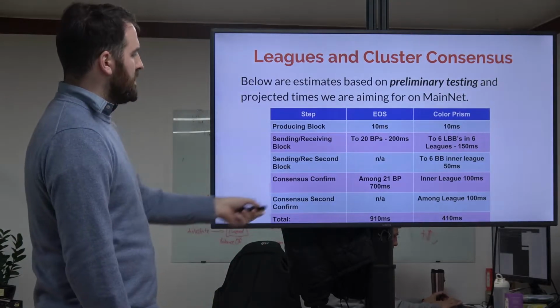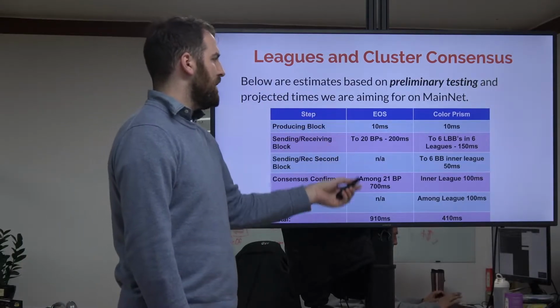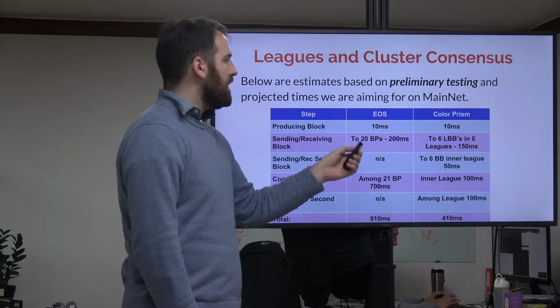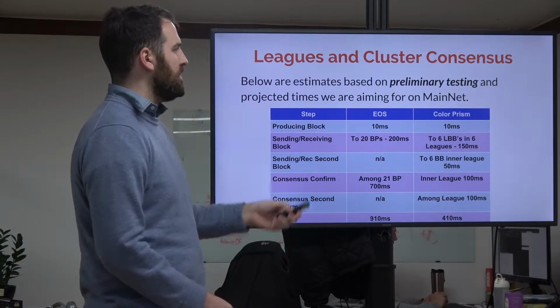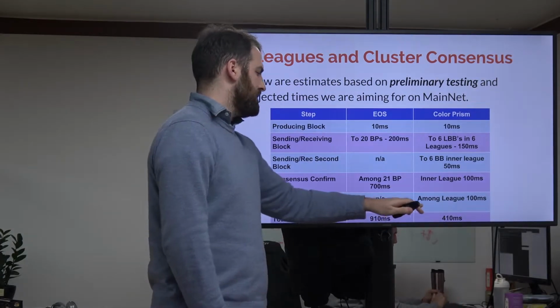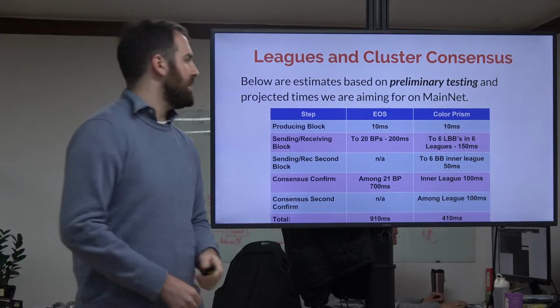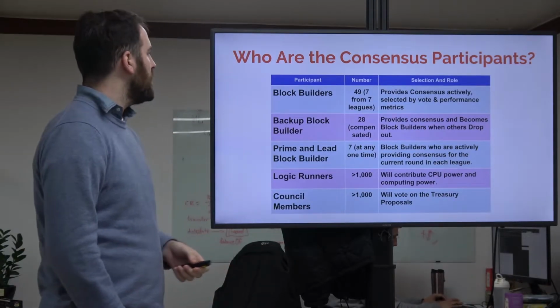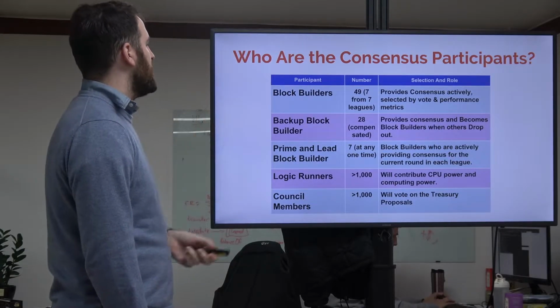So here we have a comparison table of the difference between EOS and Color Prism. And we think that with our times in preliminary testing with our alpha phase, we've actually got consensus time to less than half of what EOS has currently implemented. So moving right along, the consensus participants.